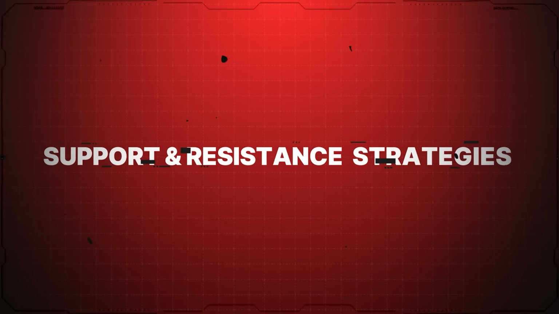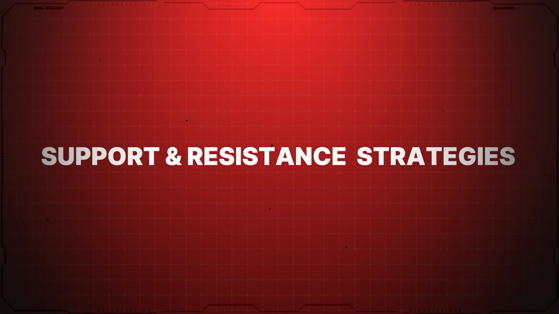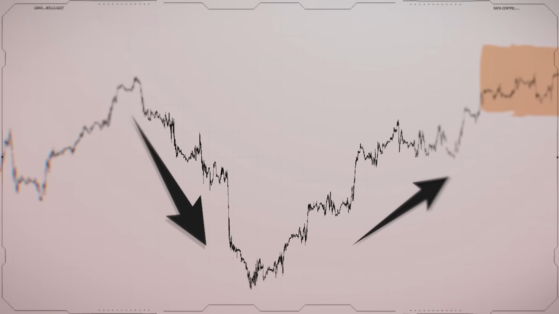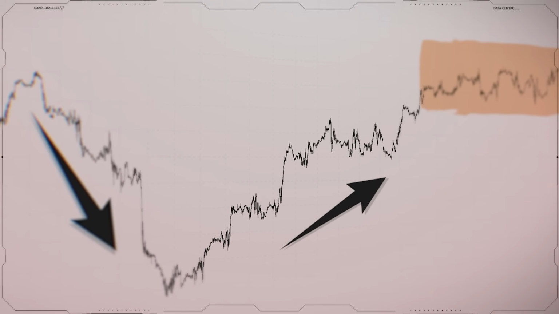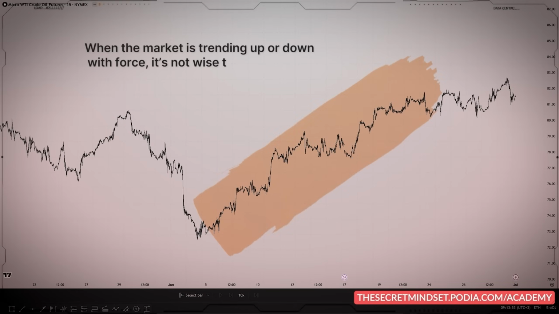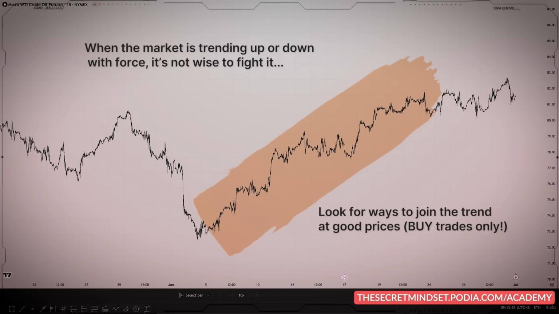Trading support and resistance will differ, considering if the markets are trending or they are ranging. And most traders don't think about this aspect, which is a major mistake. In a strong trend, support and resistance levels can help you catch big moves. When the market is trending up or down with force, it's not wise to fight it. Instead, look for ways to join the trend at good prices.